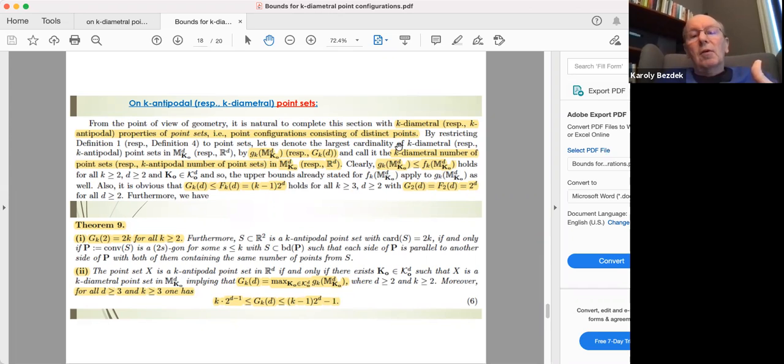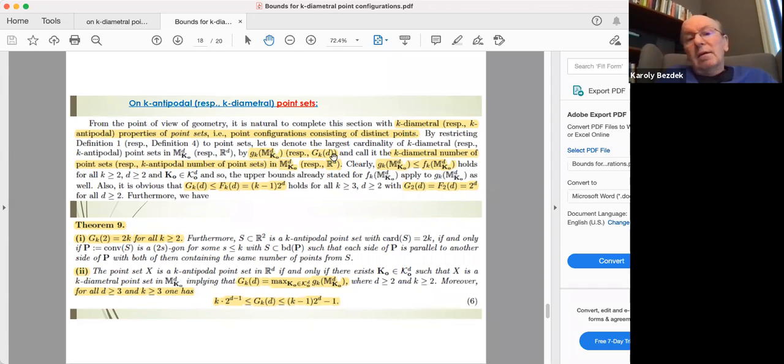And so we can talk about a k-diametral point set, which simply means that among any k points, there must be two lying at distance equal to the diameter of the point set. And we can talk about k-antipodal point sets as well, which means that among any k points, there must be two lying in distinct parallel supporting hyperplanes of the point set. And then we can introduce their maximum cardinalities and label them by small g sub k of d and capital G sub k of d.